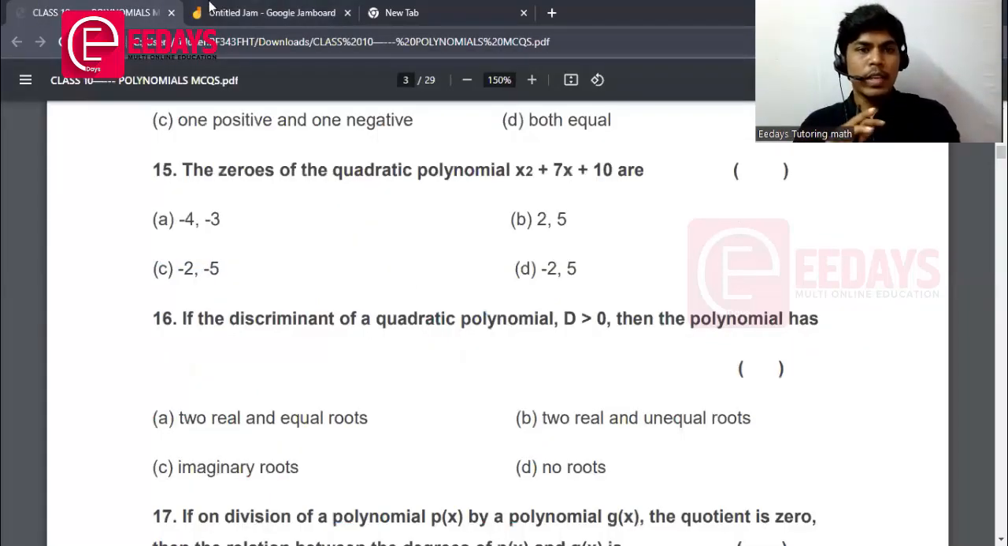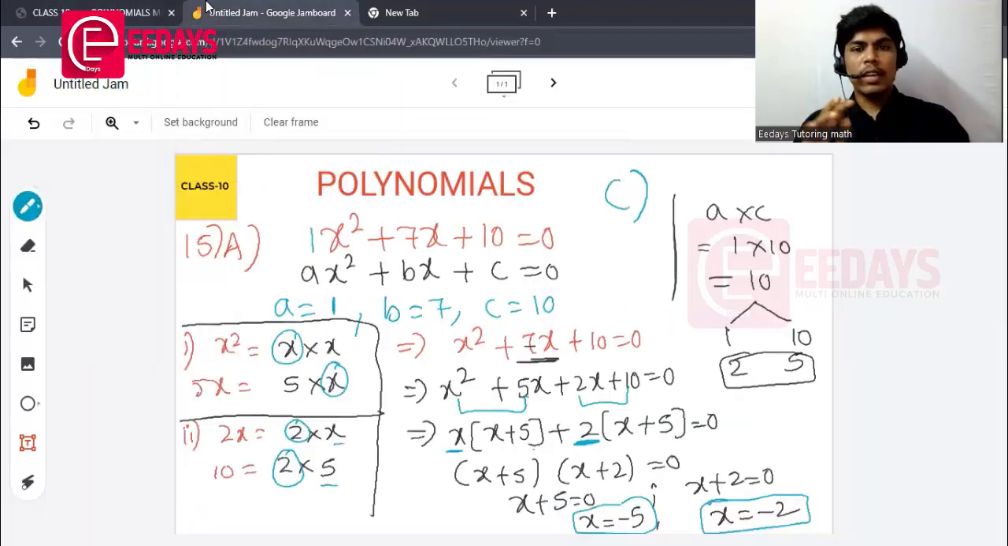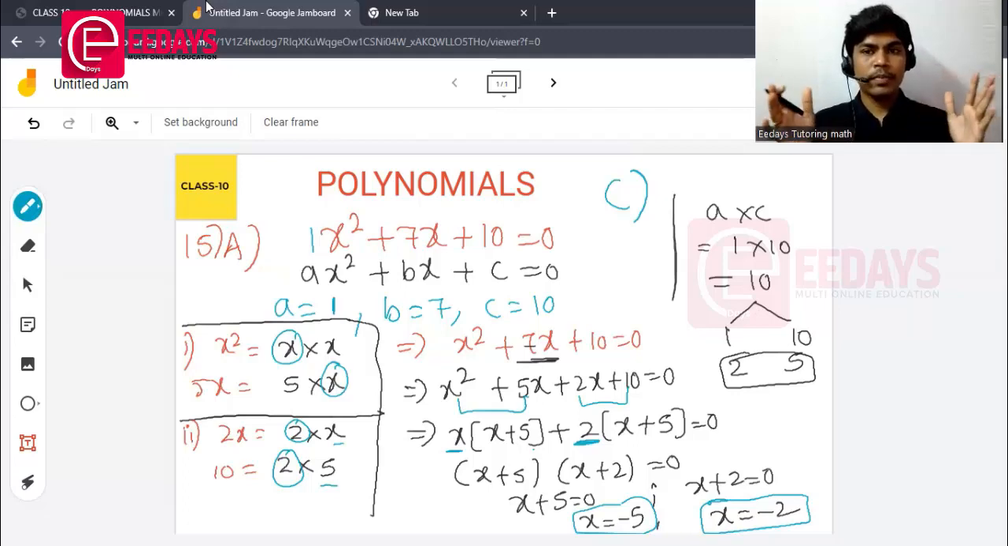Okay, so you can do it by the splitting the middle term process. But sir, if we are doing this type of sums in the examination, it is taking more time. We have to solve it. Is there any other method to find the answer?